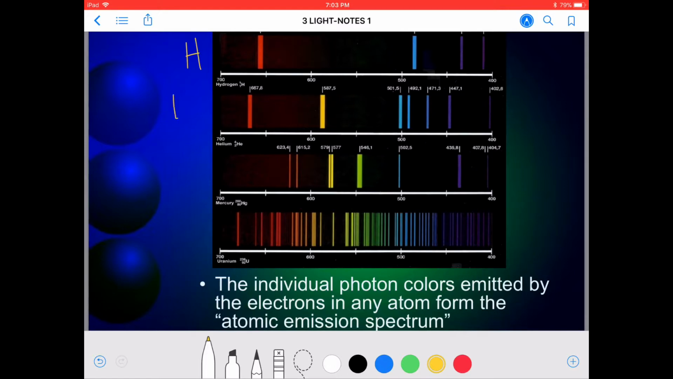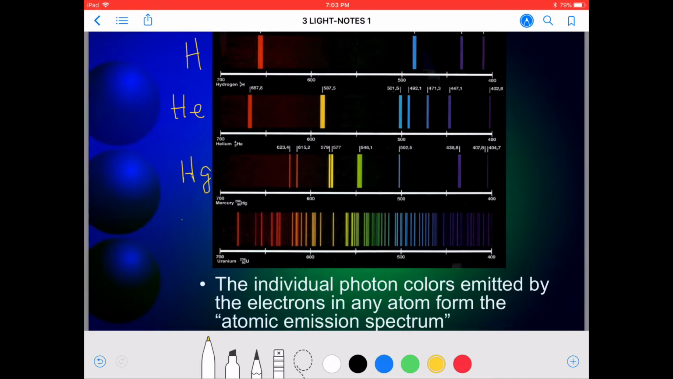The second one here is actually helium. So that one has 2 electrons. It's a little bit more complex. The third one down here would be mercury. This one has 80 electrons, but you can see that there aren't 80 different lines. So at some point, only certain electrons can move in the atom itself.